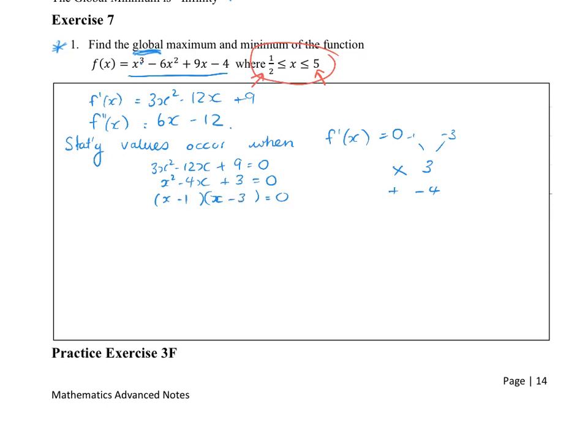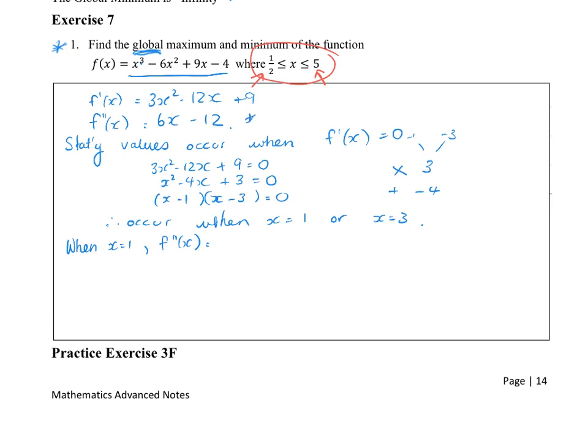What we now need to do is find out whether they are a maximum or minimum. Oh, sorry, we've got to solve this first. So stationary values occur when that equals 0, which means they occur when x equals 1 or x equals 3. So let's find out whether they are a maximum or a minimum. So if we go when x equals 1, let's find out whether it's a max or minimum.